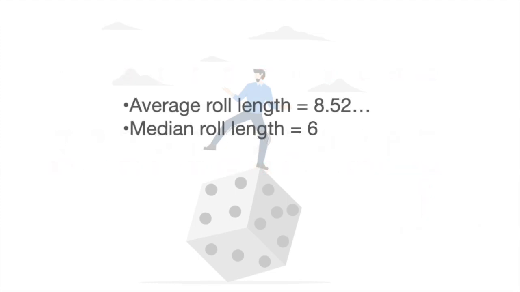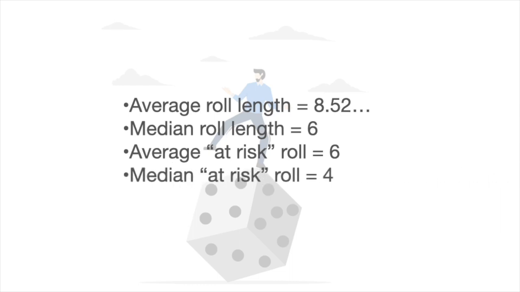So we've seen that the average roll length is about 8.5, and the median is about 6. But the average at-risk roll length is exactly 6. It's just a coincidence that this is the same length as the median roll length when counting all rolls. But the median at-risk roll length is only 4. Remember, the median is the number where half your rolls are longer and half your rolls are shorter. That means that half of the time, you have 4 or fewer throws to execute your strategy before a 7 shows up. But it also means that half your rolls are longer than 4 throws.